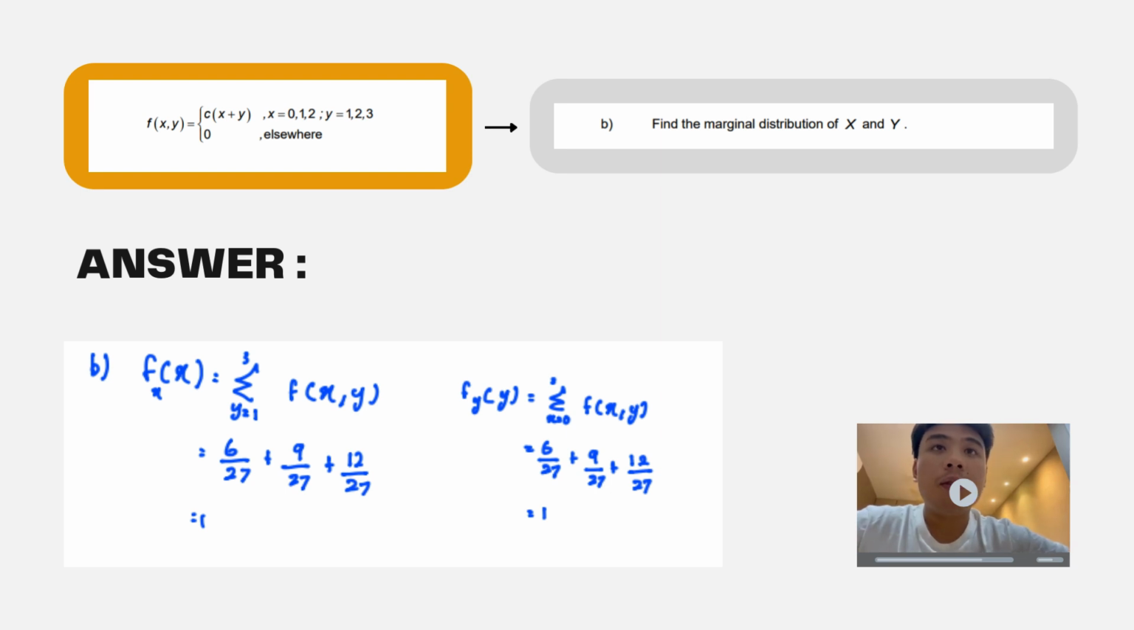So for question B, find the marginal distribution of x. We sum the joint probabilities across all values of y for each value of x. And for the marginal distribution of y, we sum the joint probabilities across all values of x for each value of y. These give us fX(x) and fY(y), which are the marginal distributions of x and y.